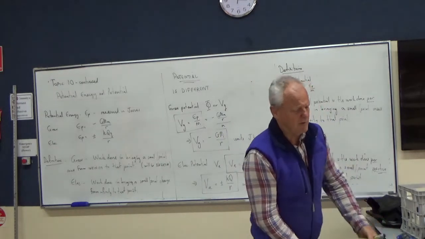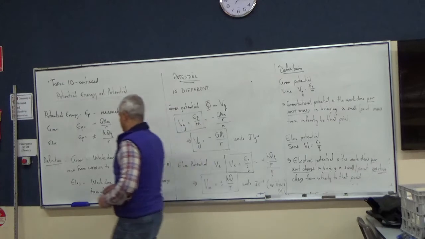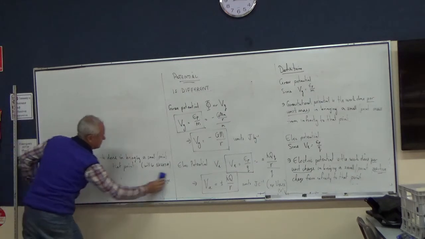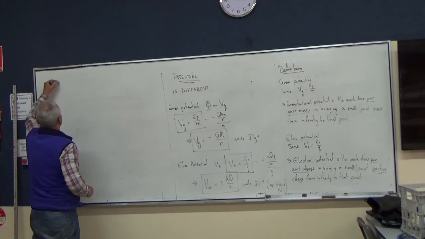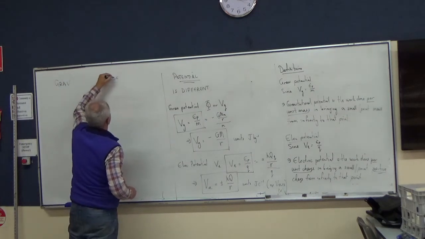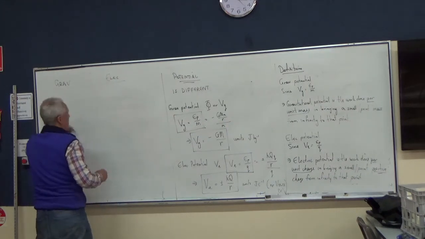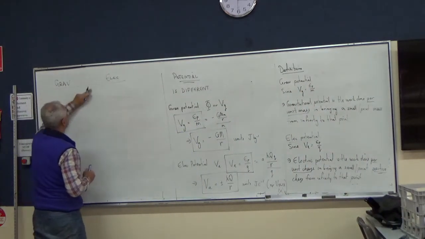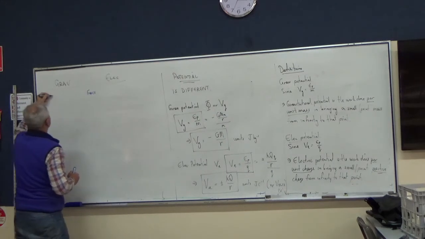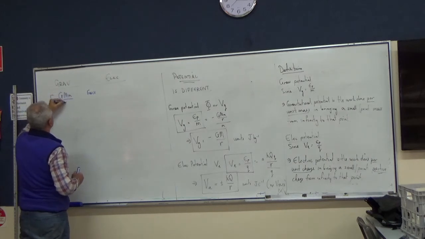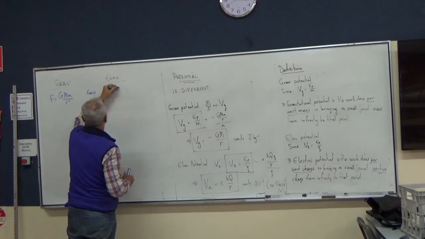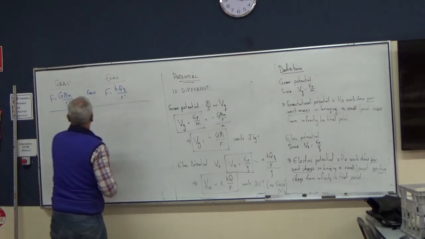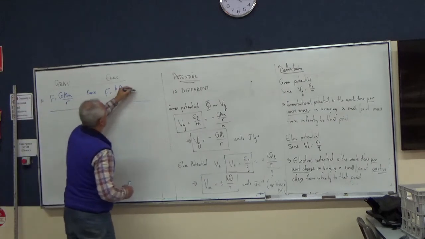Alright, so the whole concept, let's put together all those formulas then. So you've got gravitational and electrical. The pen that works in blue on top. Okay, so the force, I'll put that in the middle. F equals GM on R squared. F equals KQ on R squared. We're measuring it in newtons.